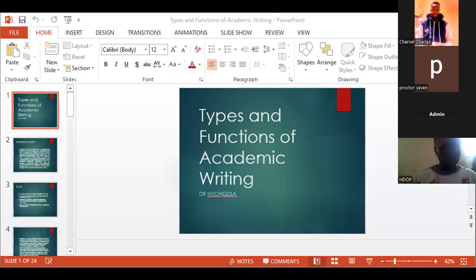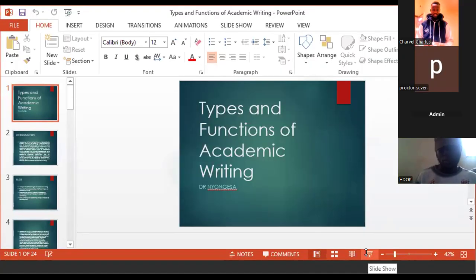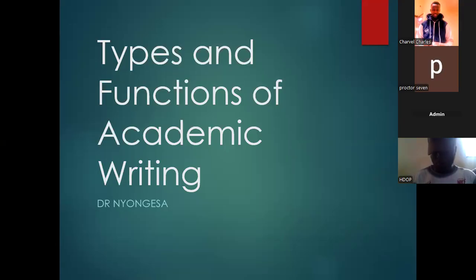So today we will look at types and functions of academic writing. And this is a very important area, because as I said, academic writing is very crucial for our academic life and our academic career. A university is a center of research, and you need to know scientific writing. This is scientific writing, in other words.